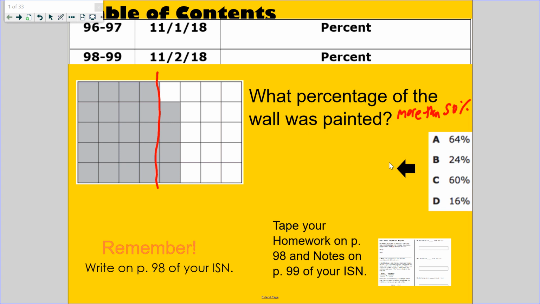Oh, we have some answer choices right here. Oh, nice. So which one? We know it can't be B or D. So it's either A or C. So we have to figure out which one makes more sense.